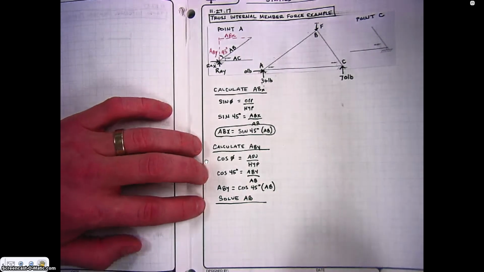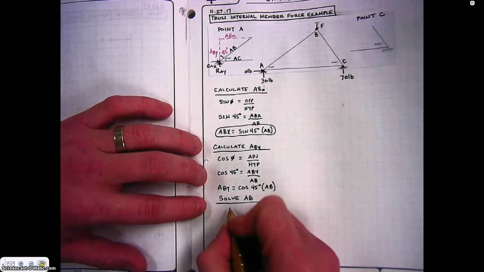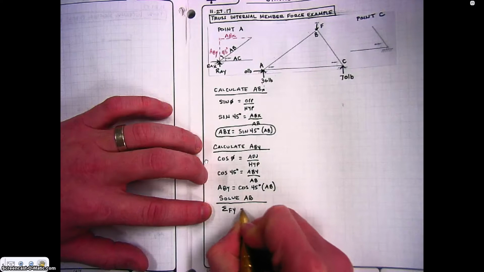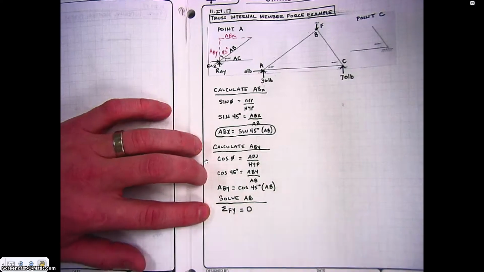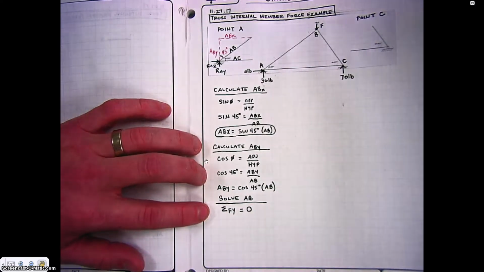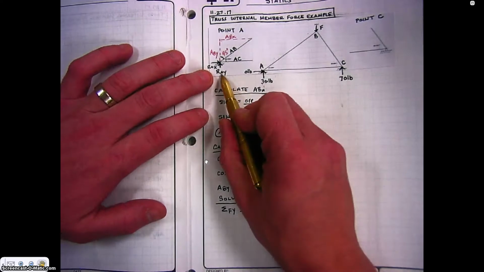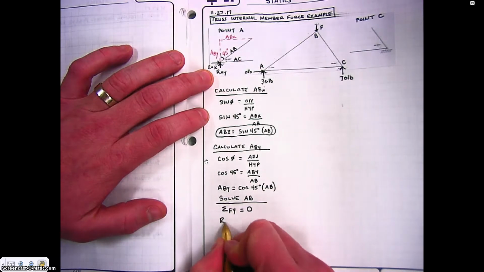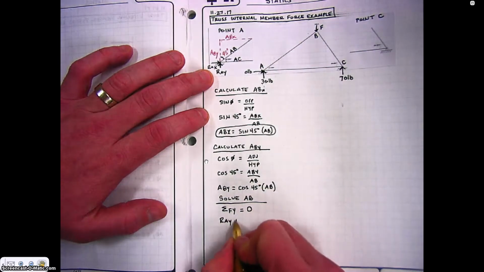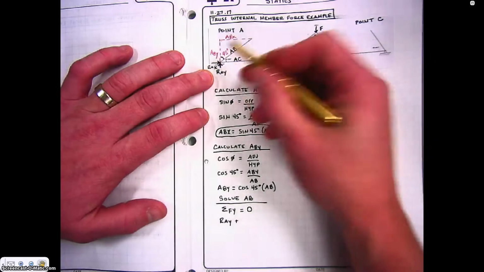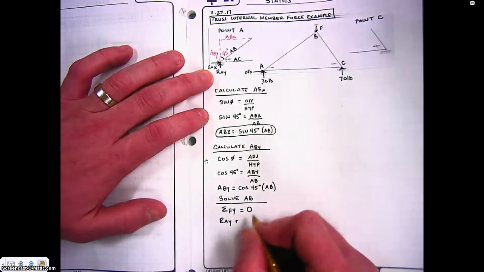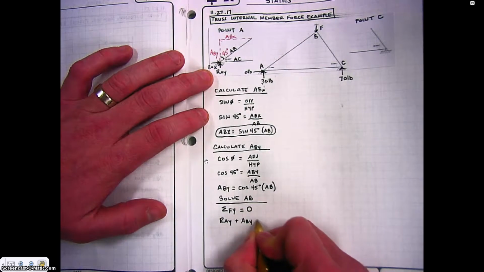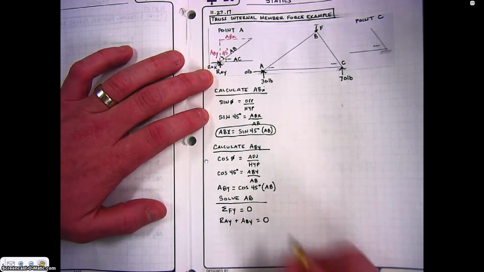And we're going to do that with our static equilibrium equation. So if we sum the forces in the y direction, they have to equal 0 for static equilibrium. So now we'll add up our forces in the y direction. The first force we have is the reaction force at A in the y direction. We'll add that to the next force we have, member AB in the y direction. And those two things have to equal 0.